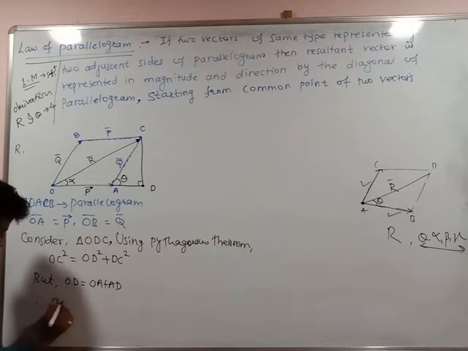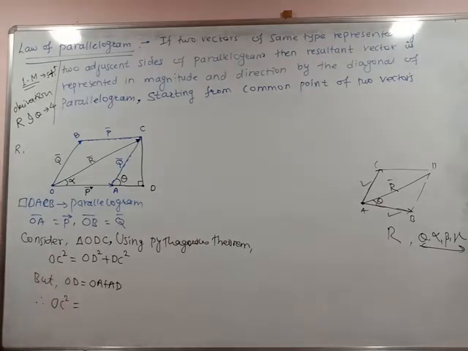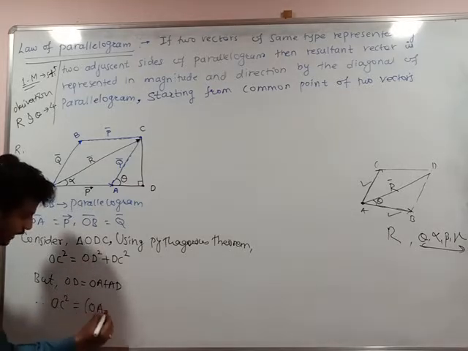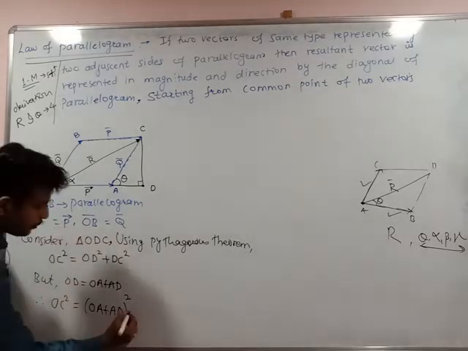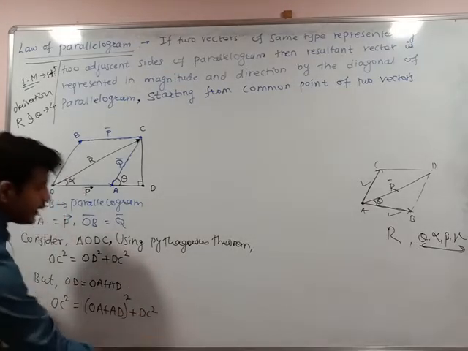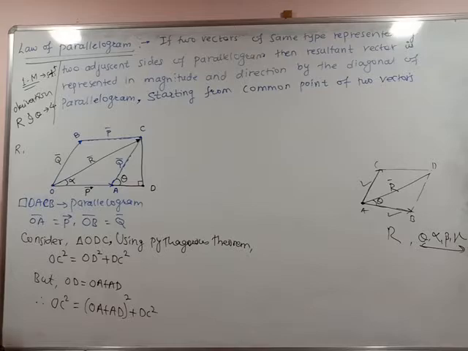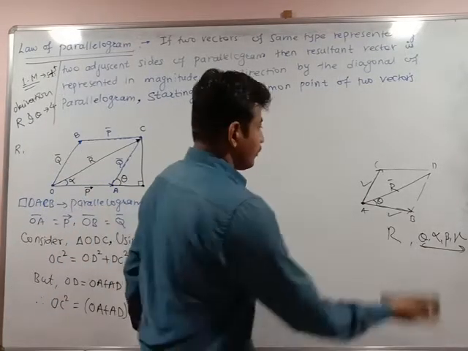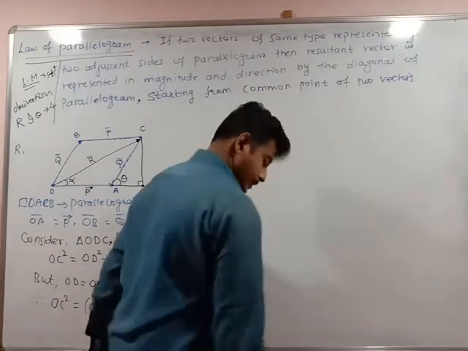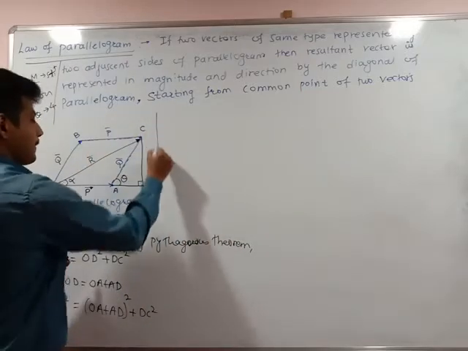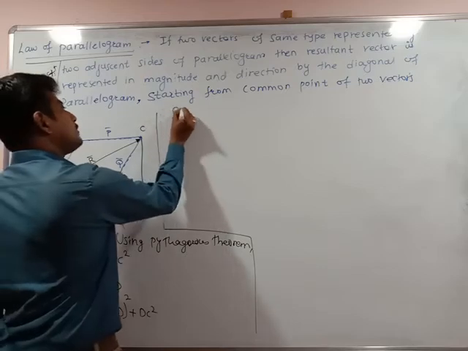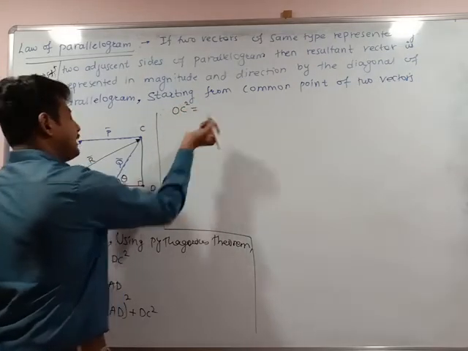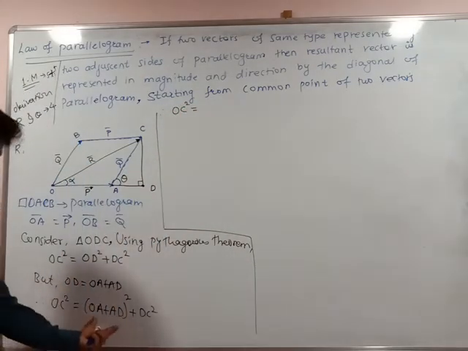Therefore OC square is equal to, what is the value of OD? OA plus AD. It is (OA plus AD) bracket square plus DC square. Now we will solve this using Pythagoras theorem. Therefore OC square is equal to, solve this bracket, OA plus AD.